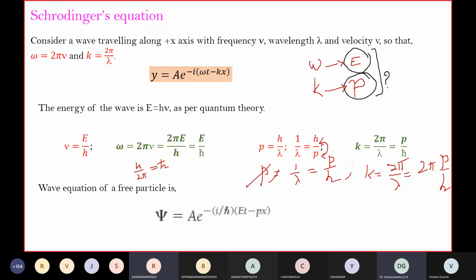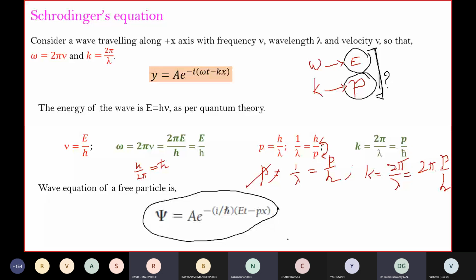But this equation as such represents what? Wave. Therefore, this equation represents the wave of a particle. Do you get it? Excuse me, sir. Sir, could you please tell that as a point so that we can write it down?